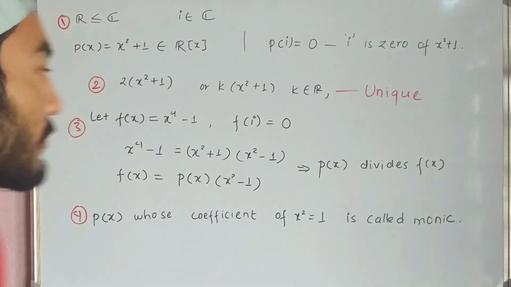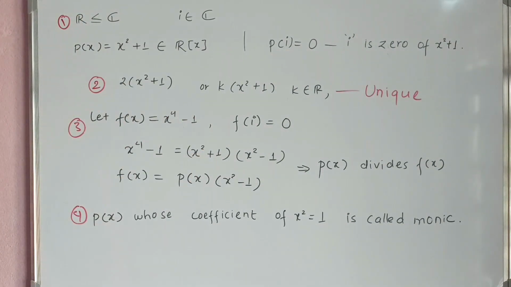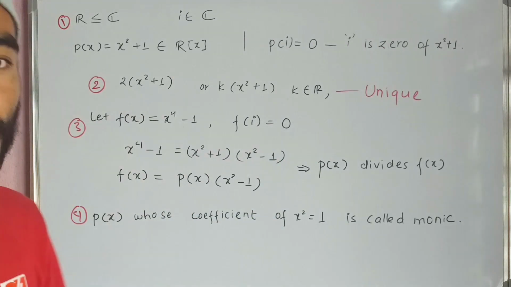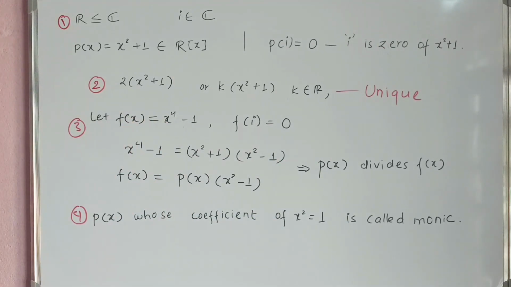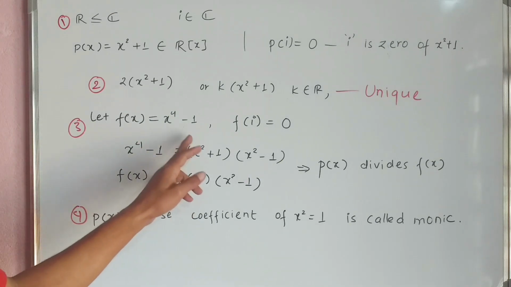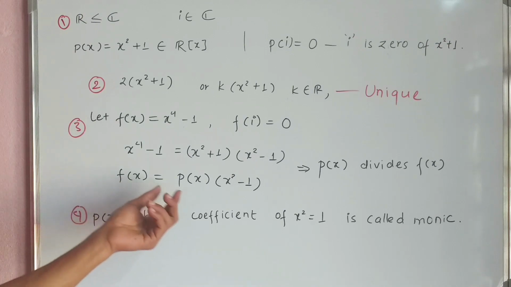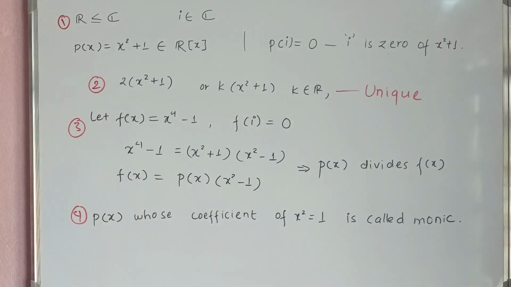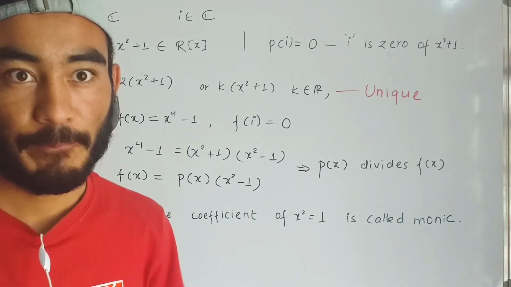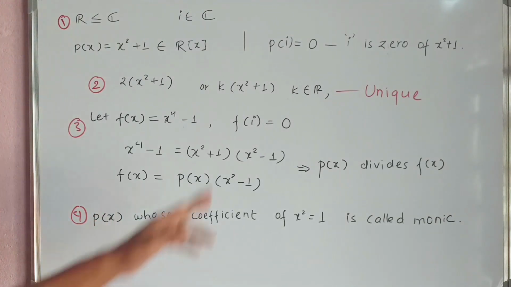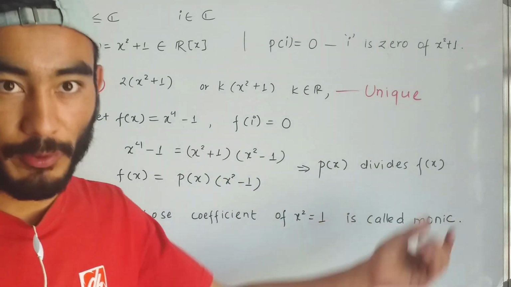Third, we have f(x) equals x to the power 4 minus 1, and f(i) equals 0. This shows i is also a zero of f(x). x to the power 4 minus 1 equals x squared plus 1 times x squared minus 1. So f(x) equals p(x) times x squared minus 1, and this shows p(x) divides f(x). So for any polynomial with zero i, p(x) divides that polynomial.